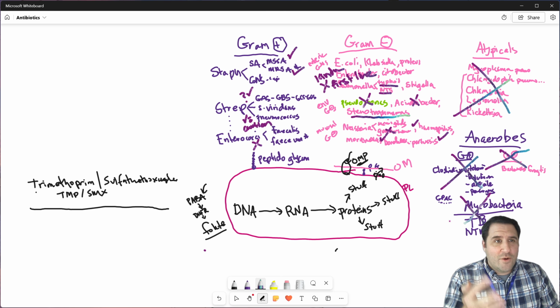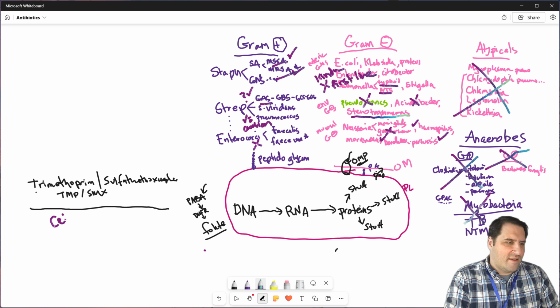So, where do we use trimethoprim sulfa? Well, if you noticed, it's a great drug for MSSA, MRSA, and it might even be acceptable in group A strep. So, when can you use it? Cellulitis.